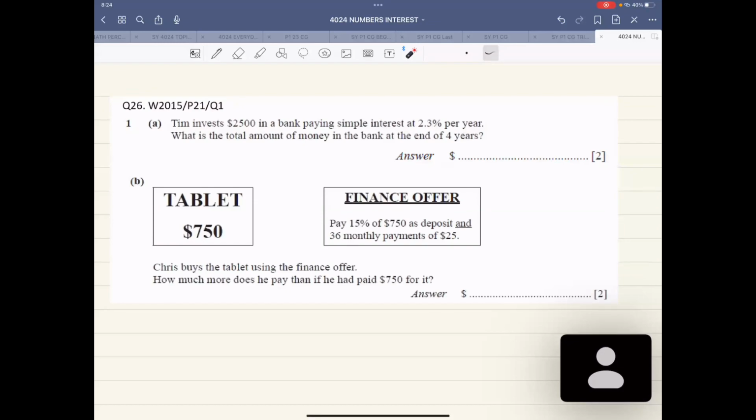Now let's look at this question. The question says that Tim invests $2,500 in a bank paying simple interest at 2.3% per year. What's the total amount of money in the bank at the end of 4 years, for 2 marks?